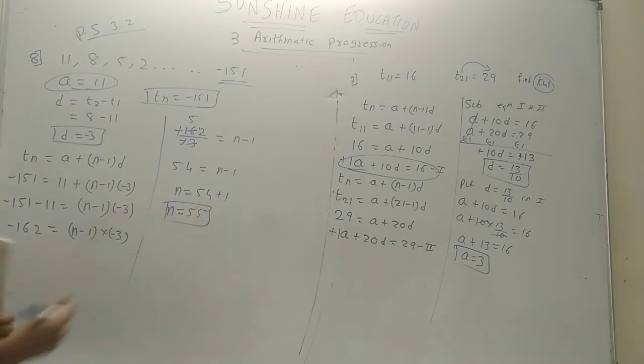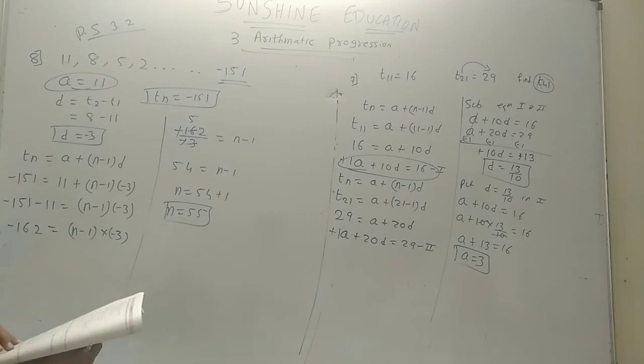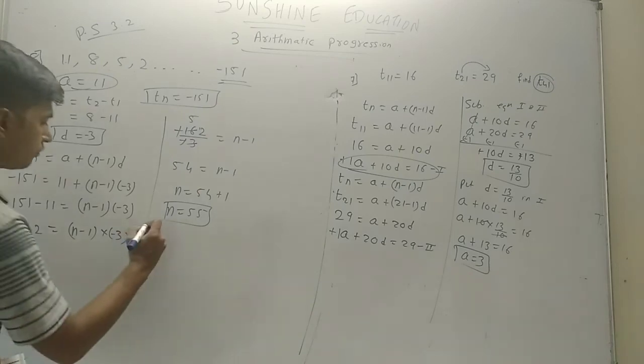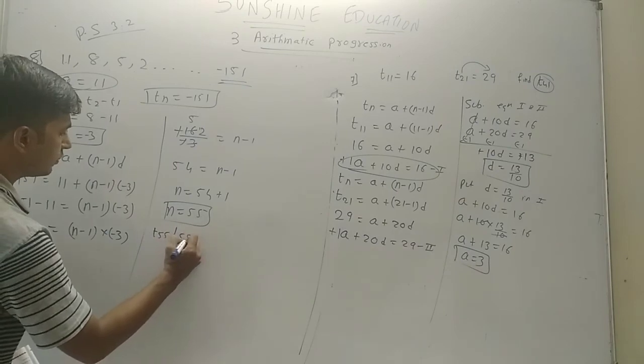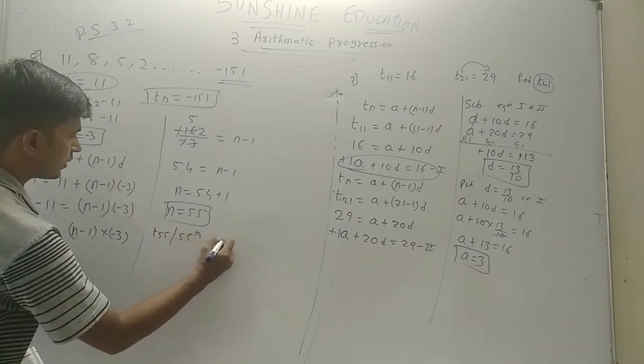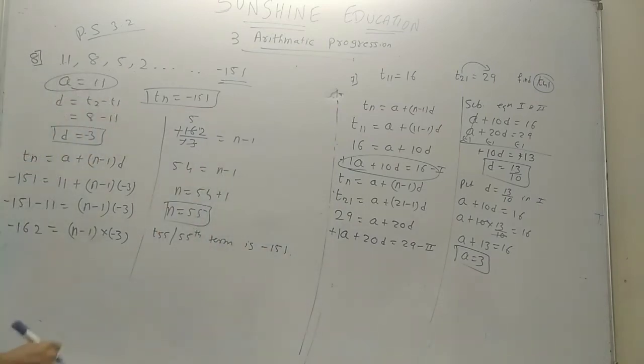So what was the question? I am reading it again. In AP, which term is minus 151? So 55th term, or T55, or you can say 55th term is minus 151. Okay.